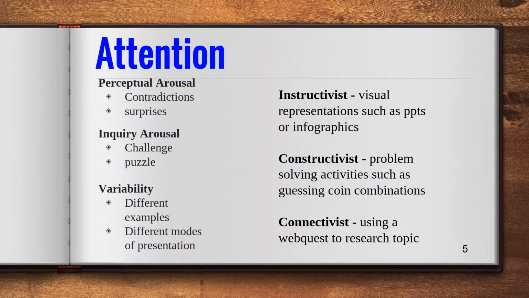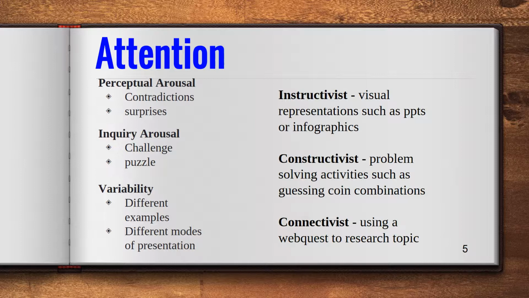Attention can be broken into three subcategories. The first is perceptual arousal. Strategies for this might be to have contradictions or surprises for the students. The second subcategory is inquiry arousal, and strategies for this might be to present challenges or puzzles to the students. The third subcategory is variability. Strategies for this would be to provide different examples or different modes of presentation for the content.